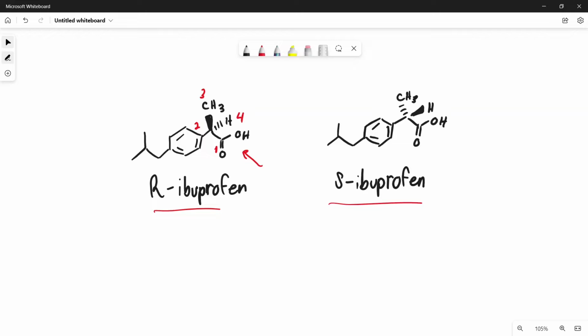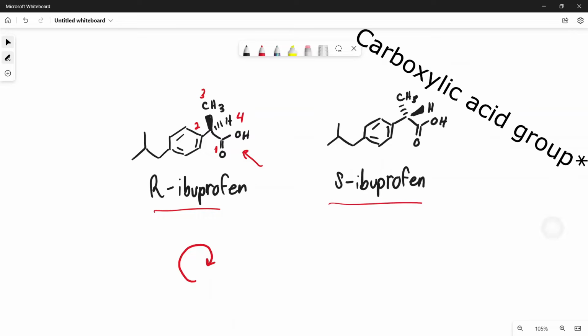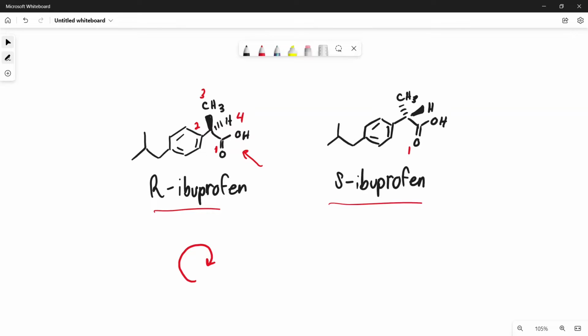So if we were to look at the order to determine the configuration, we see that it goes 1, 2, 3, 4. So it would go towards the right motion. So it's R-ibuprofen. Now for S-ibuprofen, same thing in the start. So this carboxylic group has first priority. Then we have this double bonded carbon over here second. Then the methyl group is third, then fourth.